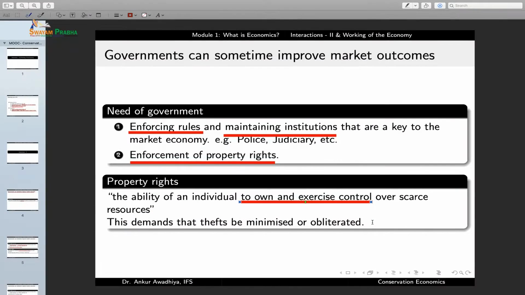Now, suppose in a society there is a rule that nobody will own any land or any capital, only there is one king who will own all the land and all the capital. If you live in such a society, you will not be in a position to set up a factory. So, property rights give individuals the right to own the scarce resources, and not just own, but also to exercise control over those resources.